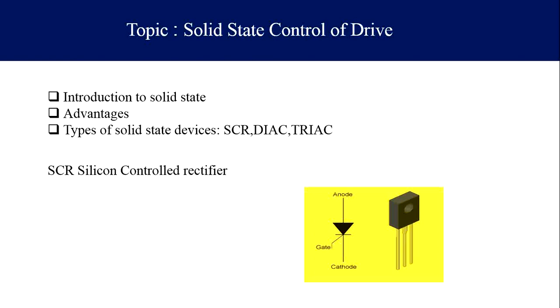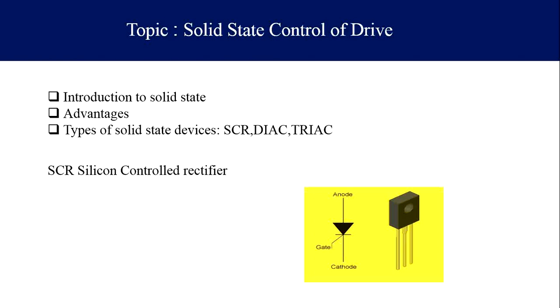Then it is cost effective. The cost of all the semiconductor or solid state devices is comparatively very less than that of non-solid state devices. Also, they are very lightweight and small in size, not like CRTs and oscilloscopes. So, what are the types of solid state devices? There is an SCR, there is a DIAC and TRIAC. SCR is unidirectional and TRIAC is a bidirectional semiconductor device. We mostly go for SCRs in drives.